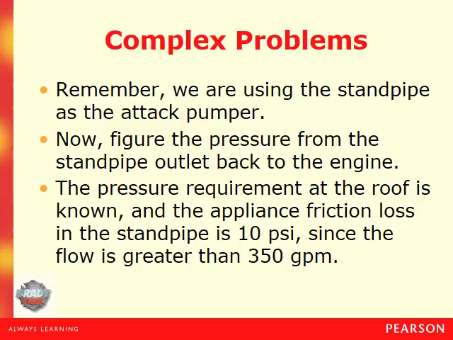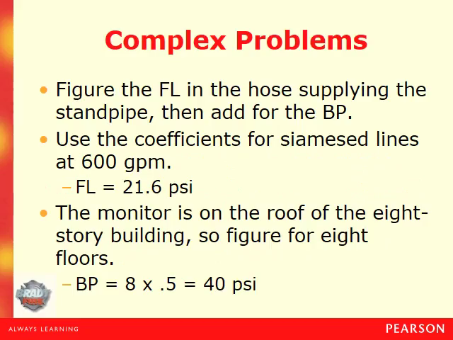Now figure the pressure from the standpipe outlet back to the engine. The pressure requirement at the roof is known, and the appliance friction loss in the standpipe is 10 psi since the flow is greater than 350 gallons per minute. So now our appliance is a standpipe, so we have to add an additional 10 psi on that. It was 25 for the master stream. So using the coefficient for the Siamese line at 600 gallons per minute, with our total gallonage, your friction loss is going to be 21.6.